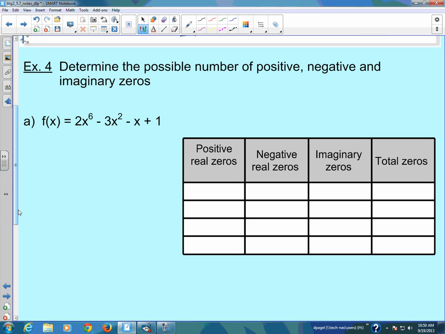So first we'll do the positive real zeros, where we just use f of x. How many sign changes do we see between each of these terms? Well, 2x to the sixth and minus 3x to the second, that's a sign change. 3x squared minus x, no difference in sign there, another negative. But between this term and this term, we see a sign change from a negative to a positive. So we have one sign change, and that equates to one positive real zero.